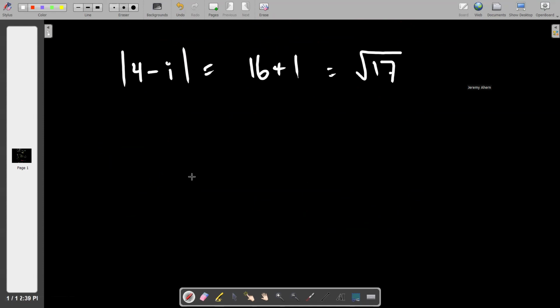Lickety split. No need to draw Pythagorean triangles and all that. I was just trying to remind you of what the process is. Right. How about this one? What's the modulus of 15 minus 8i? Forget negatives. When you do modulus, negatives don't matter because we're squaring stuff up.